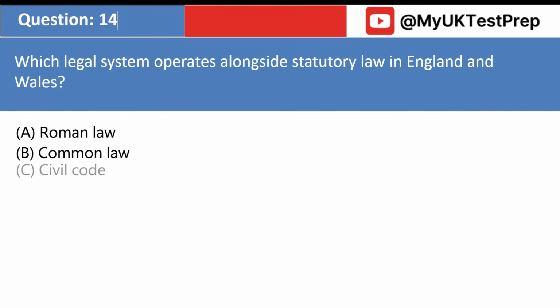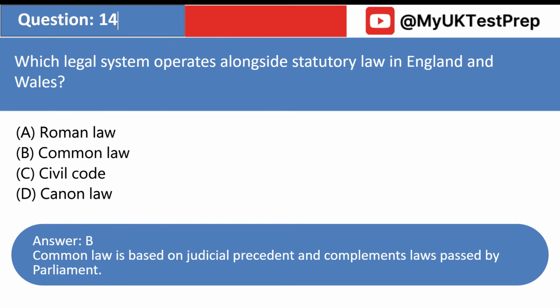Which legal system operates alongside statutory law in England and Wales? A. Roman law. B. Common law. C. Civil code. D. Canon law. Answer: B. Common law is based on judicial precedent and complements laws passed by Parliament.